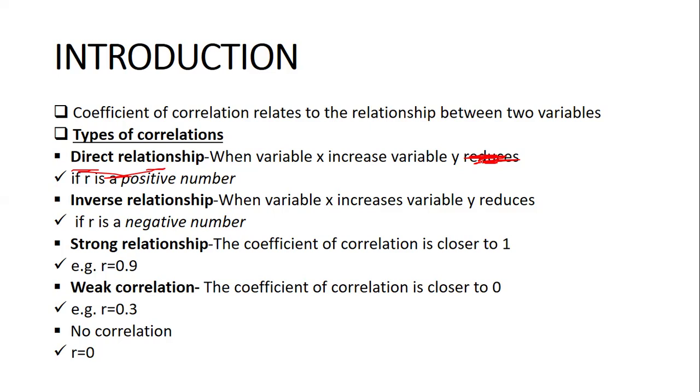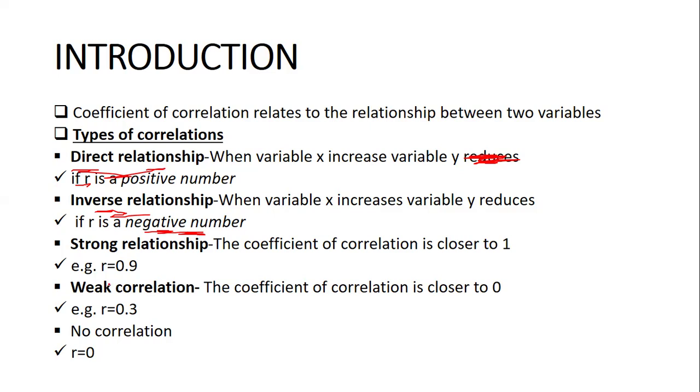So when you calculate the coefficient of correlation, which is signified by r, and r is a positive number, it simply means the relationship between those two variables is positive. But the inverse relationship simply means when the price of an item goes up, the demand goes down. When the price reduces, the demand goes up. So it means when variable x increases, variable y reduces. And when you calculate the coefficient of correlation and find a negative figure, it simply means that the relationship is inverse, right?